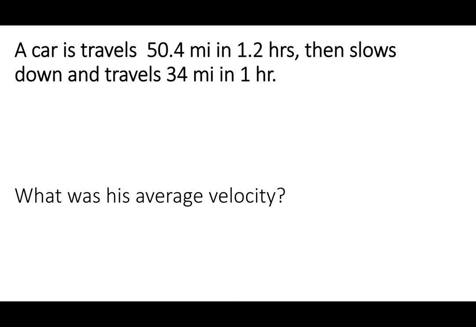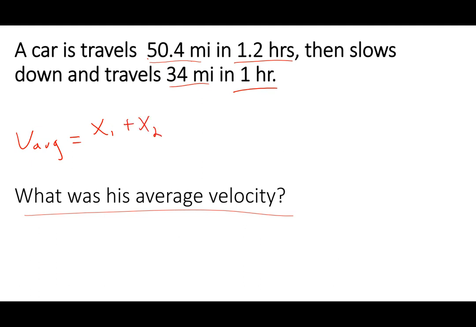But let's take a look here. It says a car travels 50.4 miles in 1.2 hours, then slows down and travels 34 miles in 1 hour. What was his average velocity? Well, that's hard to figure out, but not when we have our equation, which is total distance, which is x1 plus x2, divided by total time, which is t1 plus t2.